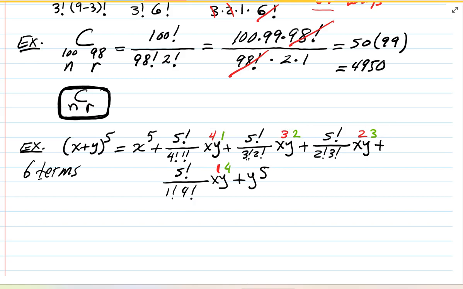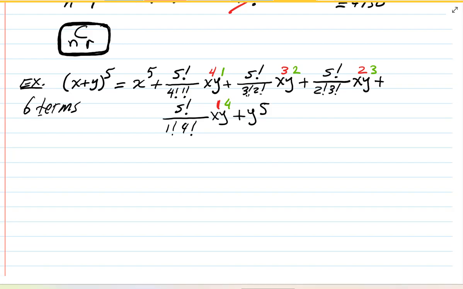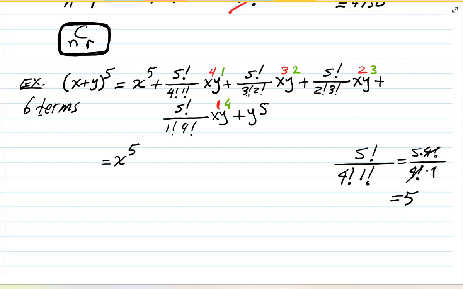Isn't that cool? And this way, I can actually remember the patterns. I don't have to memorize the binomial theorem. That's the key. And there you have it. That is the binomial expansion. So let's complete this now. This will equal x to the 5th. So the question is, what is 5 factorial over 4 factorial, 1 factorial? That's 5 times 4, 3, 2, 1. The bottom is 4, 3, 2, 1. 1 factorial is 1. The answer is 5. Plus 5 x to the fourth y.